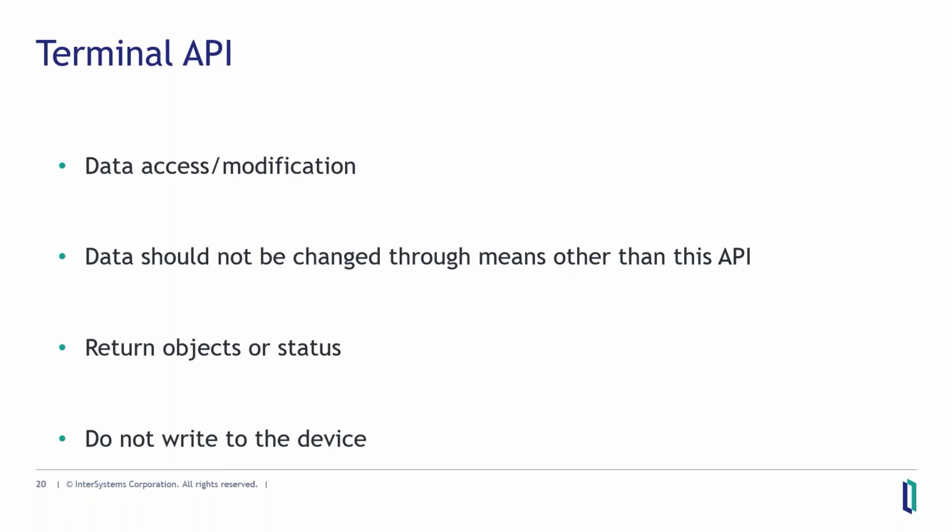So, terminal API. The main point of what it does is data access or modification. Data should not be changed through means other than terminal API. It returns an object or status, and it doesn't write to the device. In InterSystems IRIS, it's methods and class methods and so on.